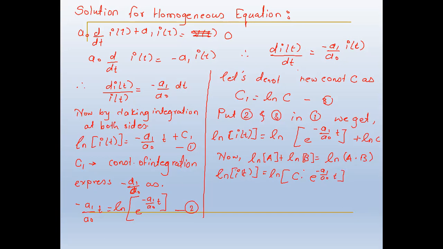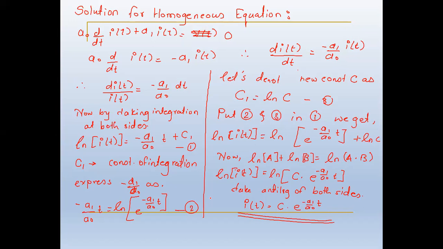If we take the antilog of both sides, what we get is I of t is equal to c into e raised to minus a1 by a0 into t. So this is the required solution of the homogeneous equation.